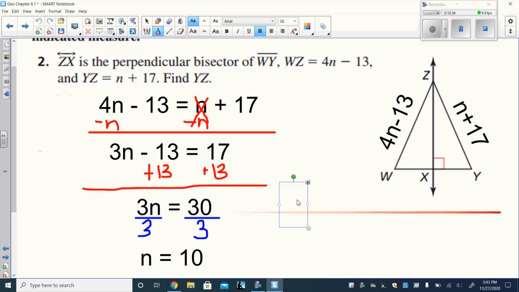Now we want to find the value of yz. So for this here, yz is n plus 17. So we'll plug in 10 for n. So that'd be 10 plus 17, and 10 plus 17 will equal 27. So the length of yz is 27. And that's all we have to do for this here.